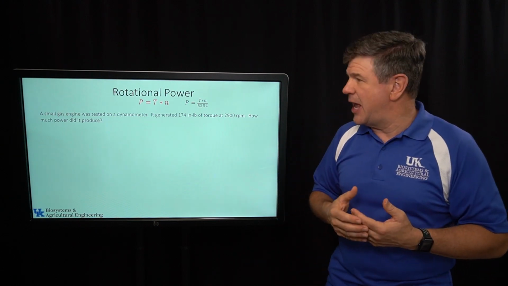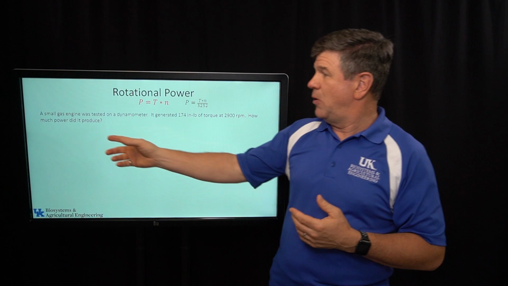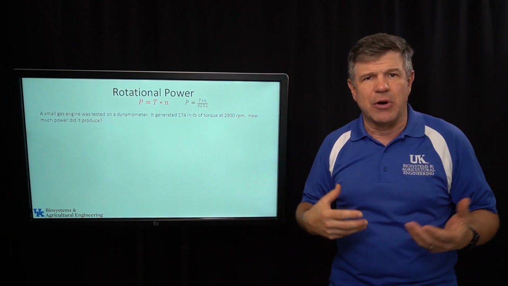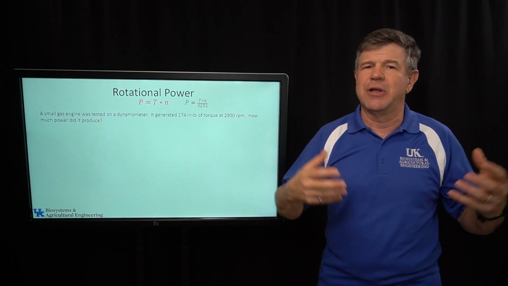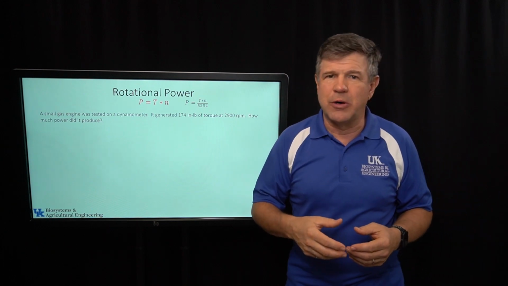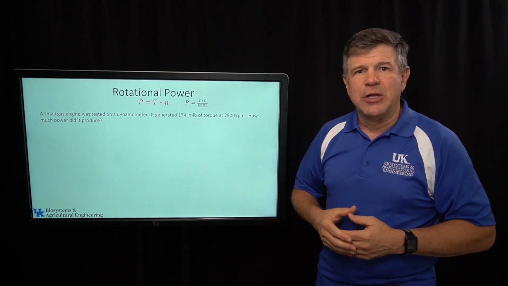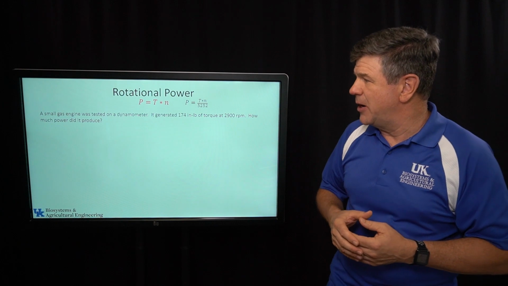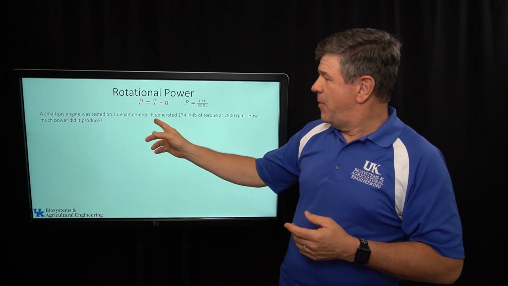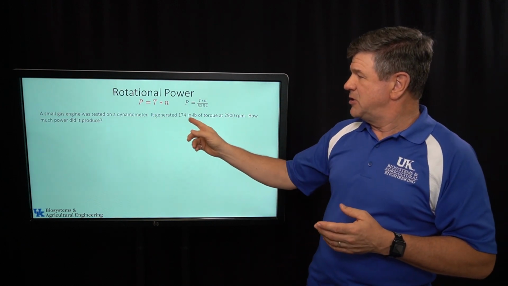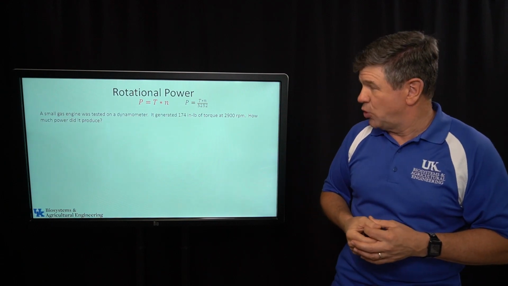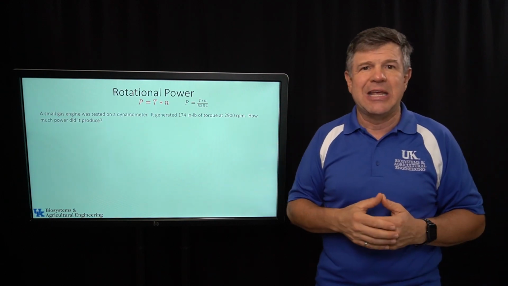So here's the example that we're going to do. A small gas engine was tested on a dynamometer. This would be typical of what you would have in a lawnmower, a snowblower, or something like that, a small device with a small gasoline engine on it. On the dynamometer, it generated 174 inch-pounds of torque. So there's our units, and we're working in the English system now.